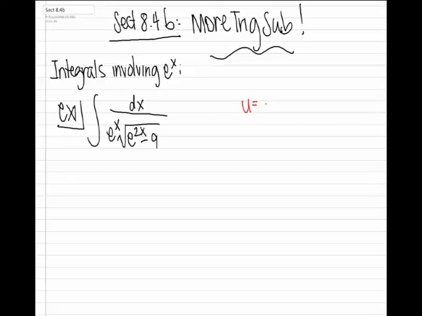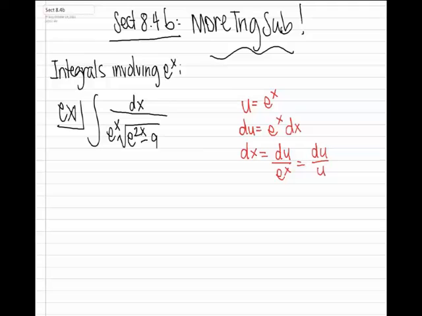Let's let u equal e to the x. Therefore, du equals e to the x dx. But I'm going to solve for dx here. dx equals du over e to the x, which is du over u. So we want to be careful when we make this substitution for our dx. So the dx I'm going to write on the outside. This is du over u.